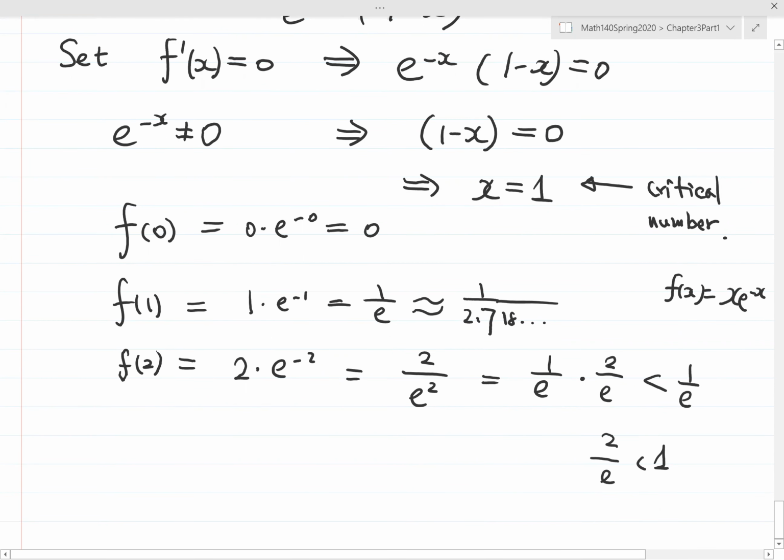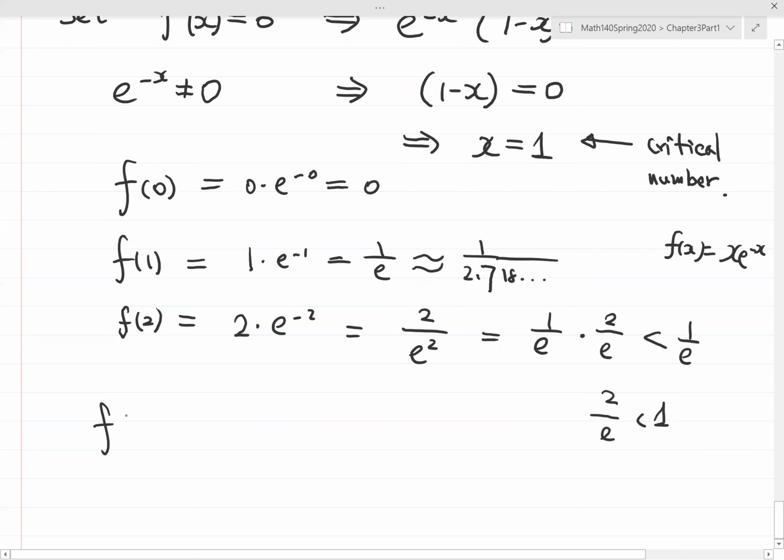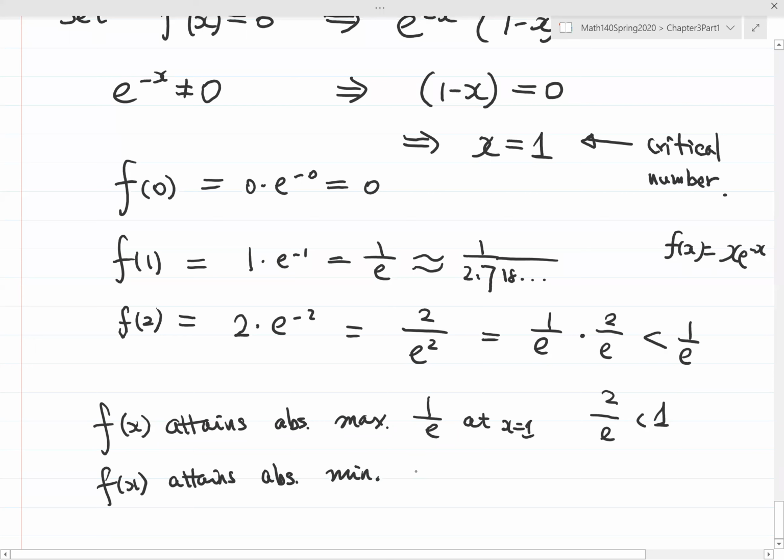Now of course f(1) and f(2) are positive, and f(0) is 0. So we actually find f(x) attains its absolute maximum. The maximum is 1 over e at x equals 1, and f(x) attains its absolute minimum. The minimum is 0 at x equals 0. Of course we consider the function values within the closed interval 0 to 2.